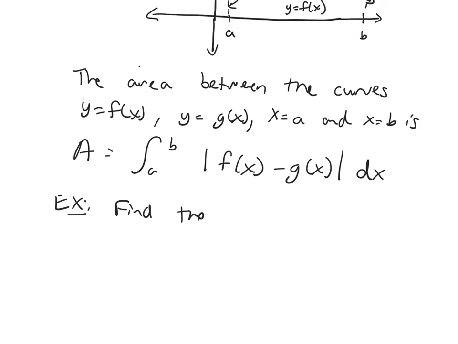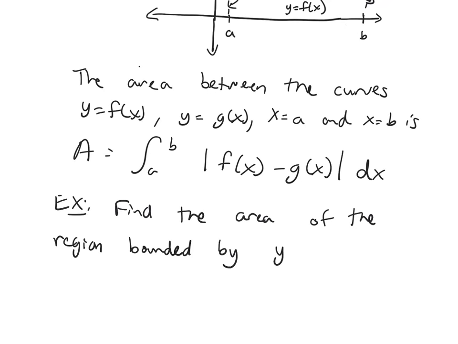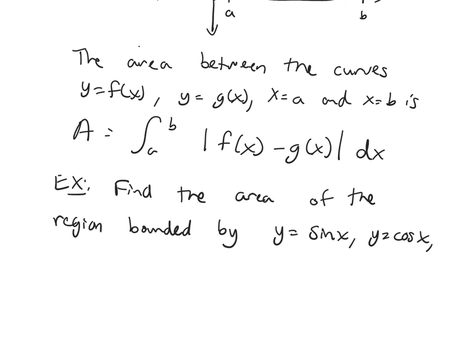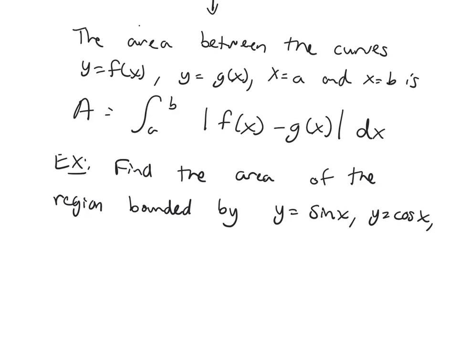Find the area of the region bounded by y equals sine x, y equals cosine x, x equals 0, and x equals pi over 2.